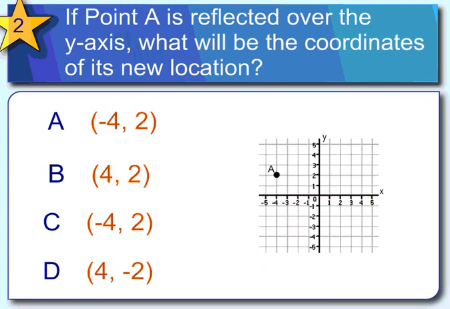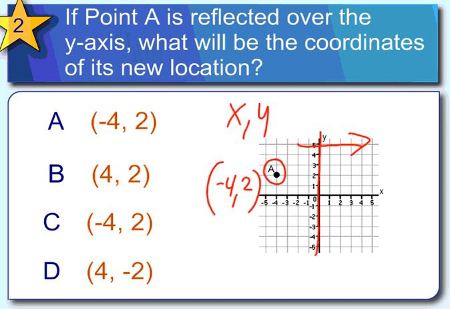Let's try another one. This time point A is here. If I want to reflect that over the y, what will be the coordinates of its new location? Well, let's find out where point A is. Point A is at -4, +2. So if you want to reflect over the y, change the x. Take the opposite of the x. So that would be +4, 2. And that's our answer. All right, let's do one final question.